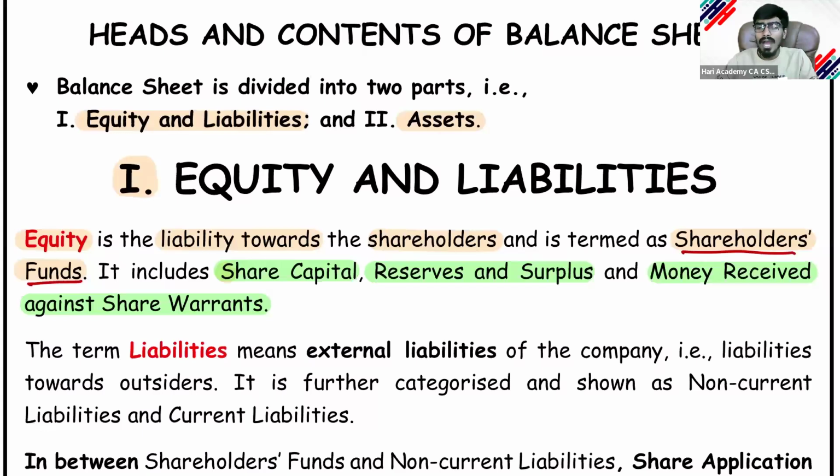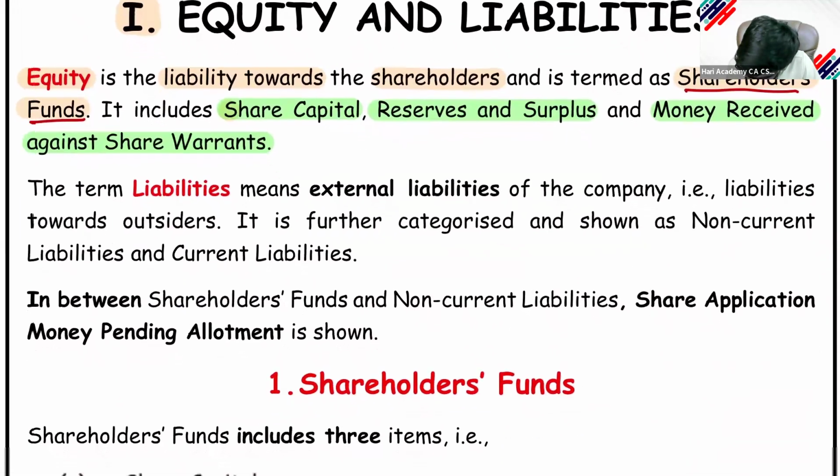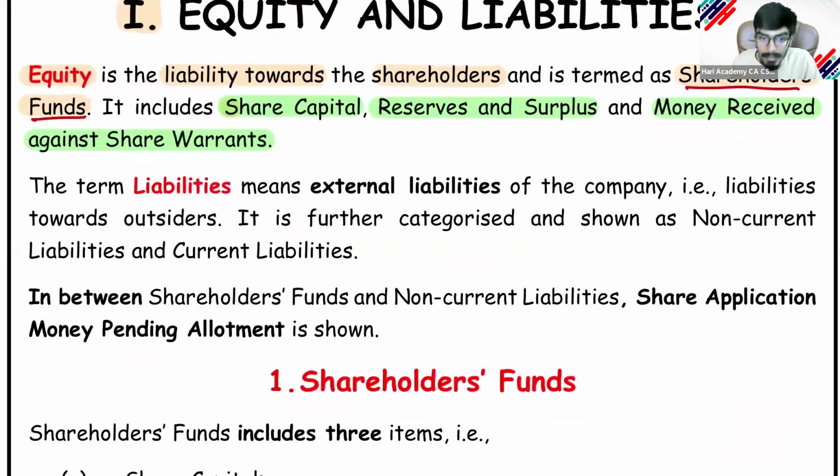I will assure you that at the end of this session, each and every item, line by line, to the depth, you will be able to understand. We will divide this session by part. We will see the introduction, then share capital separately, reserves and surplus separately, money received against share warrant separately. Now, equity clear. Shall I move on to liability?